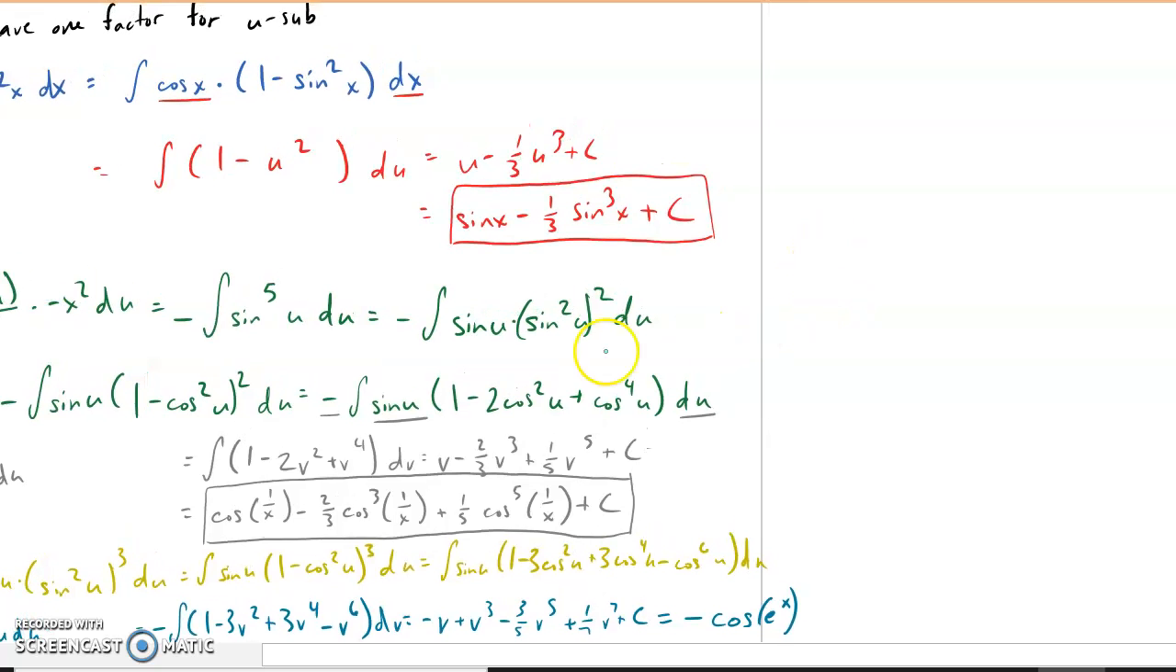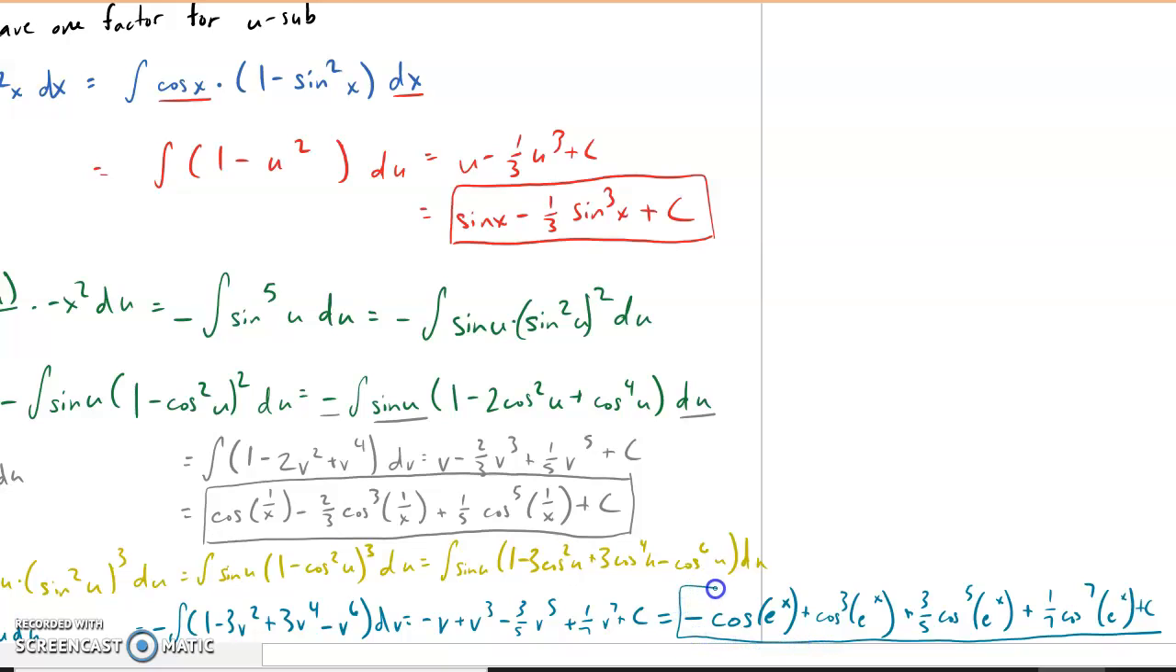We'll go ahead and finish this up. We get plus cosine cubed of e to the x minus 3/5 cosine to the fifth of e to the x plus 1/7 cosine to the seventh of e to the x plus c. Whew. Your hand gets a workout on these problems.